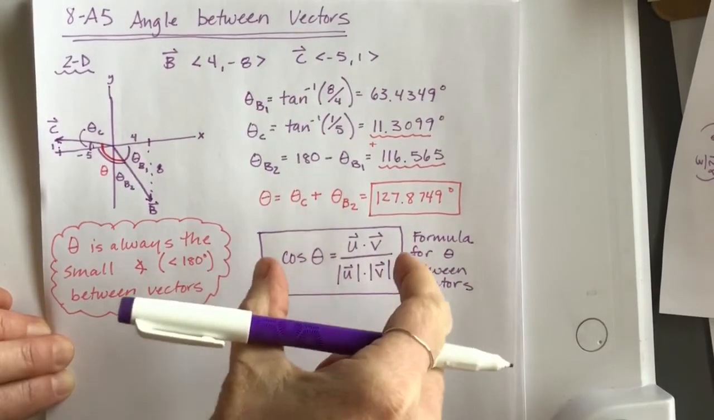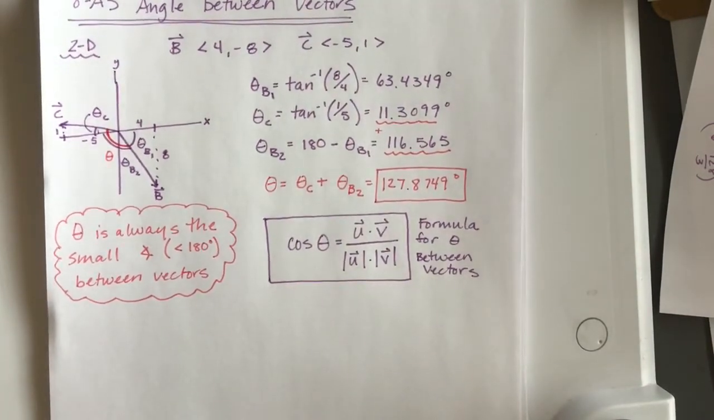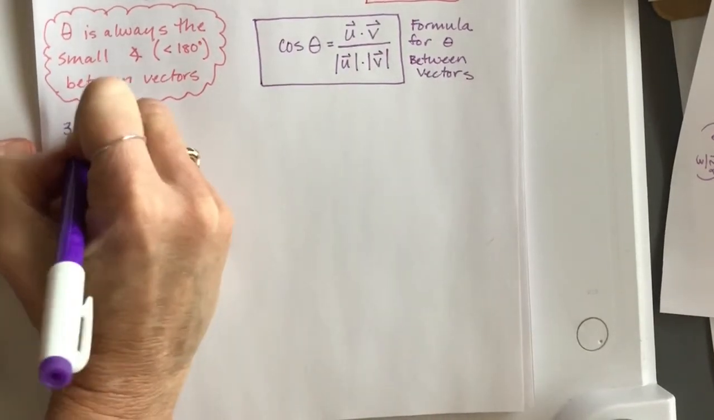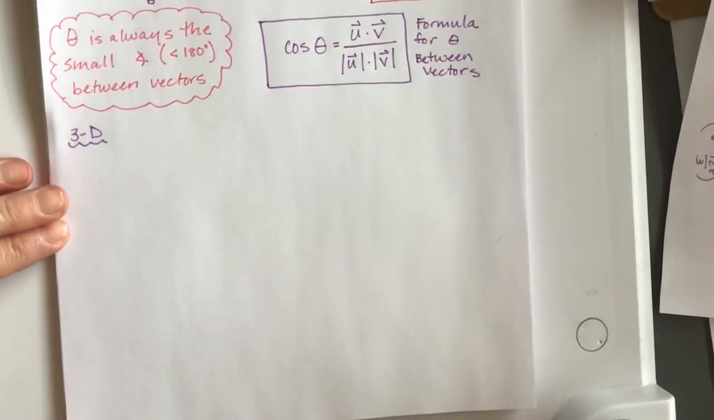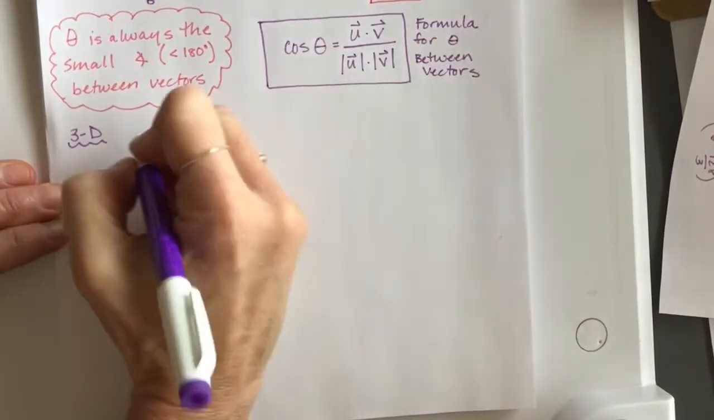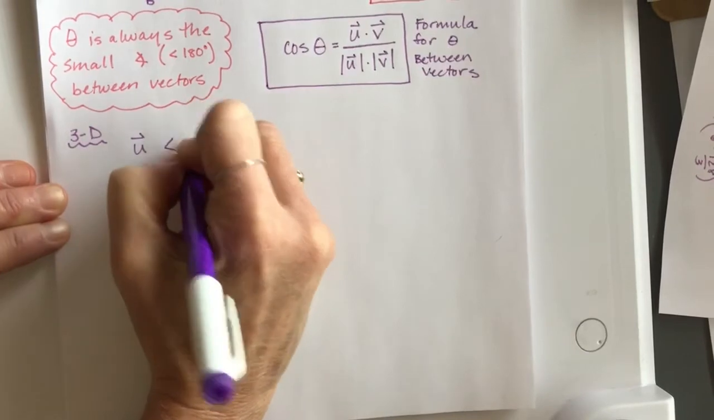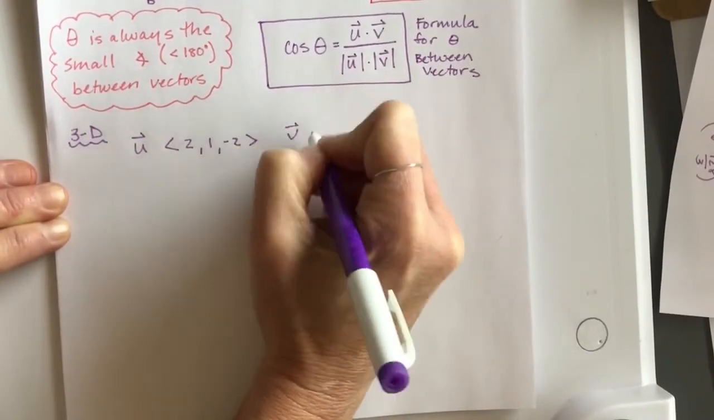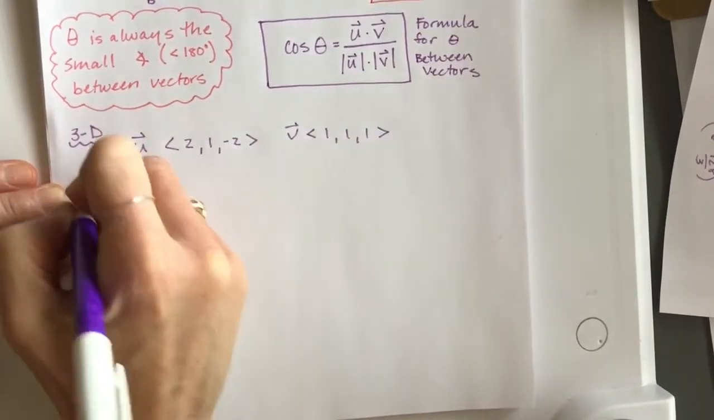This is really the only way to do it in 3D. So I'm going to do another example with 3D. I'm going to scooch that up, because to draw it in 3D and try to do it is just too much. You just cannot do it. So I'm going to use this formula, and let's say our u is 2, 1, negative 2, and our v is really easy, 1, 1, 1. Of course, I'm going to do an easy example.